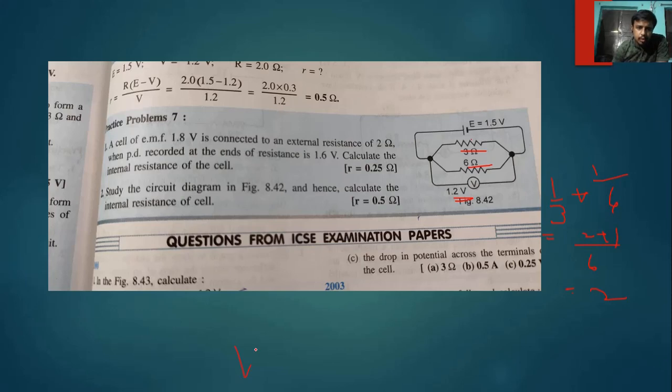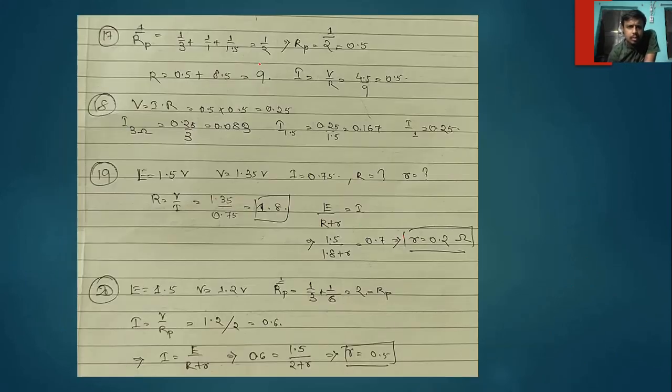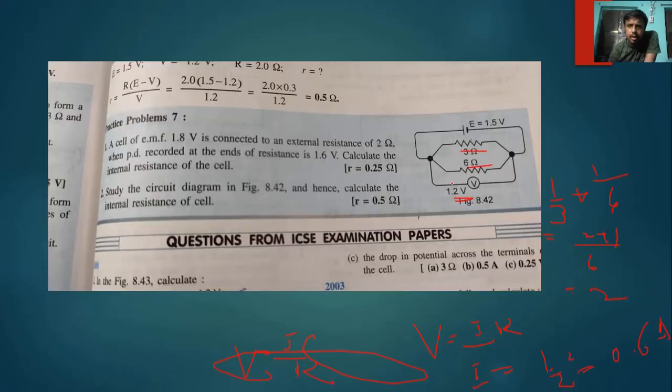Okay, so we know the formula. V is equal to IR. So we'll get from this that I is equal to 1.2 by 2, 0.6 ampere. Okay, you can see also here. So this is 0.6 ampere, and if it is 0.6 ampere, hence calculate the internal resistance.